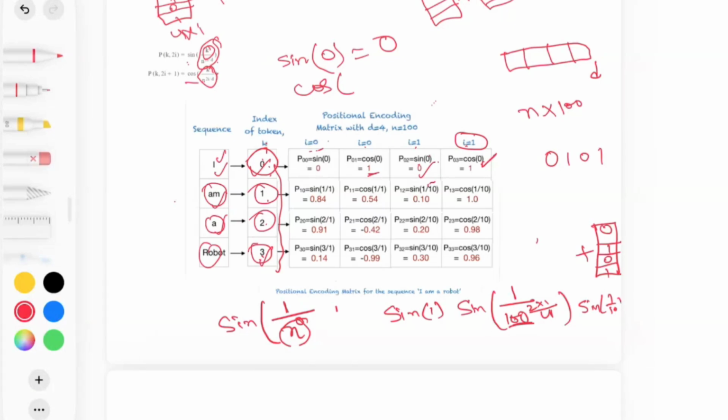No, that's possible. You can do it. You can play around with these values, whatever you want. But they have done it in this way in the paper.